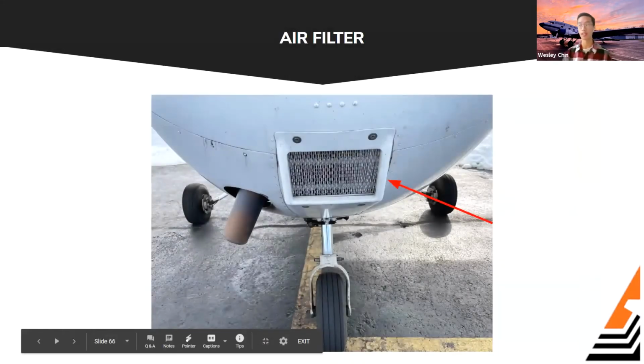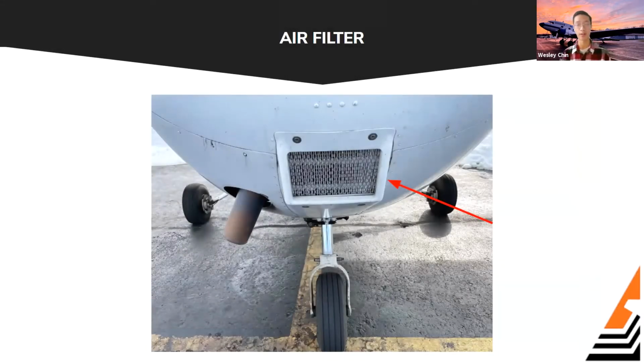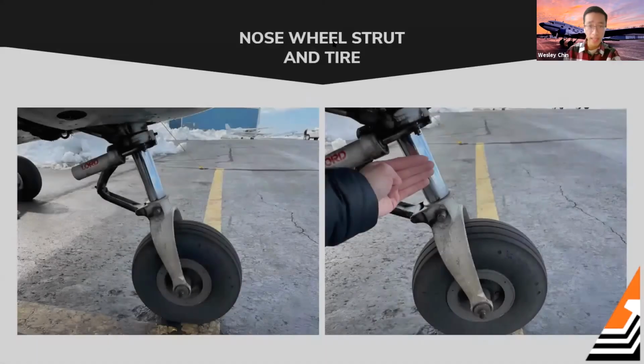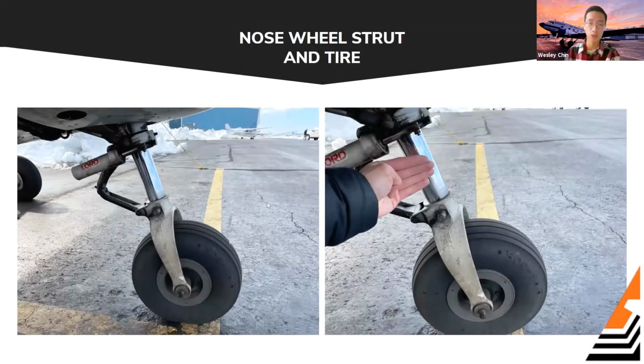We also do want to check your air filter over here, right? All that air that is going to be mixed with the fuel is going to enter through this air filter. So you do want to make sure that it's clear of contaminants, right? Sometimes you may see a couple of bugs or bees blocking, so I just want to move those out of the way there. And then we can come to your nose wheel or strut and the tire, right?